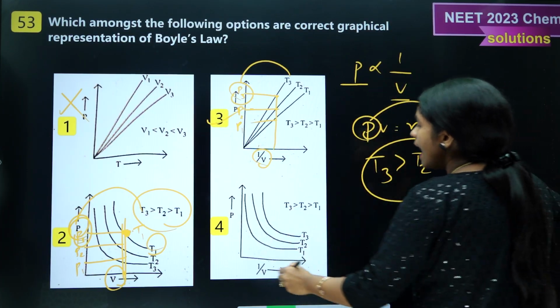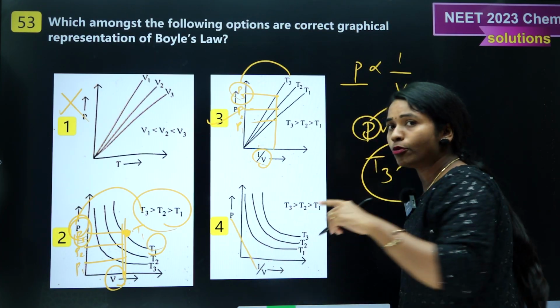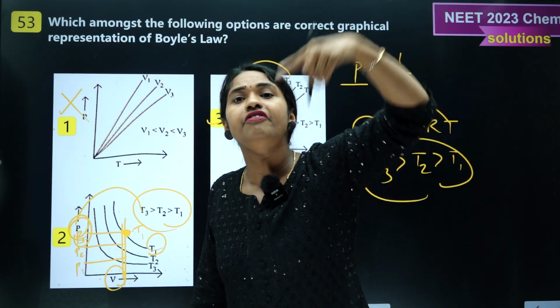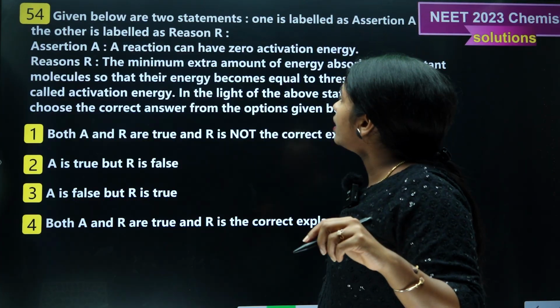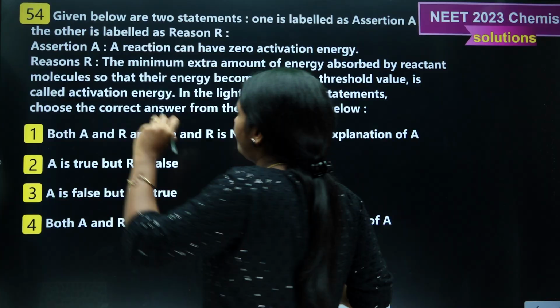Option 3 is the correct answer, and pressure is directly proportional to 1 by V. So the graph itself is a wrong graph. Are you understanding? See the question number 54.